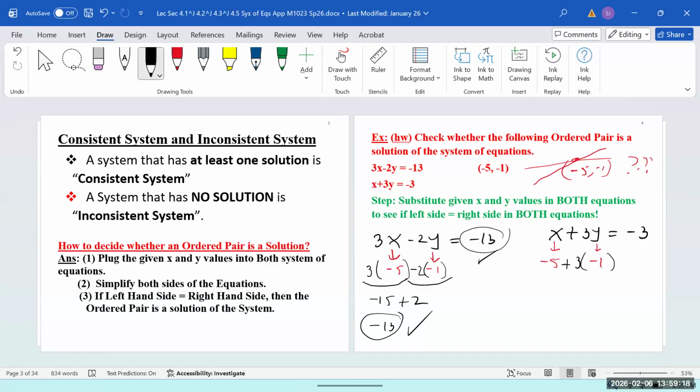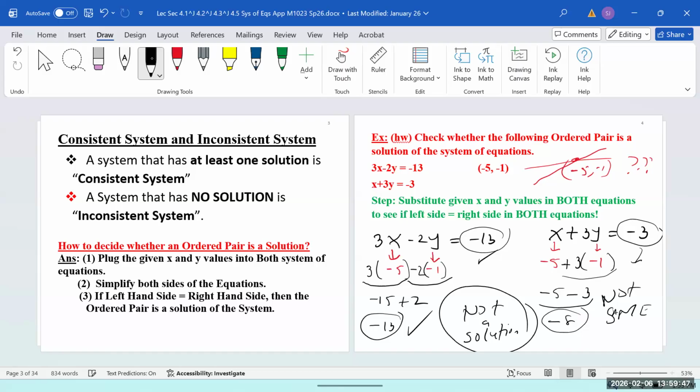Now the next one, we have -5. And what is 3 times -1? -3. What is -5 minus 3? -8. But what do we have? Do you have the same number? No, it's not the same. So it's not a solution. So basically that point is on the first line, but it doesn't intersect the second line at that point. So here, we wasted our time.